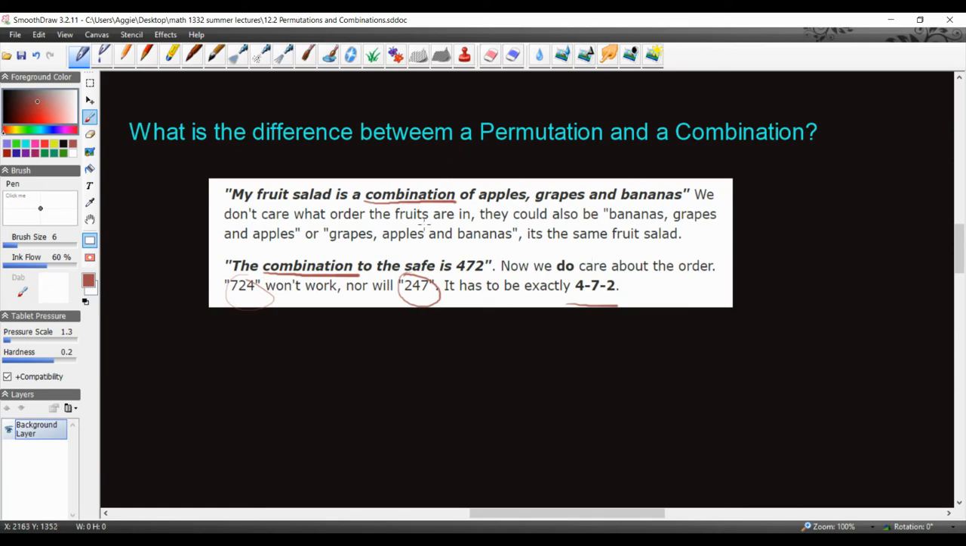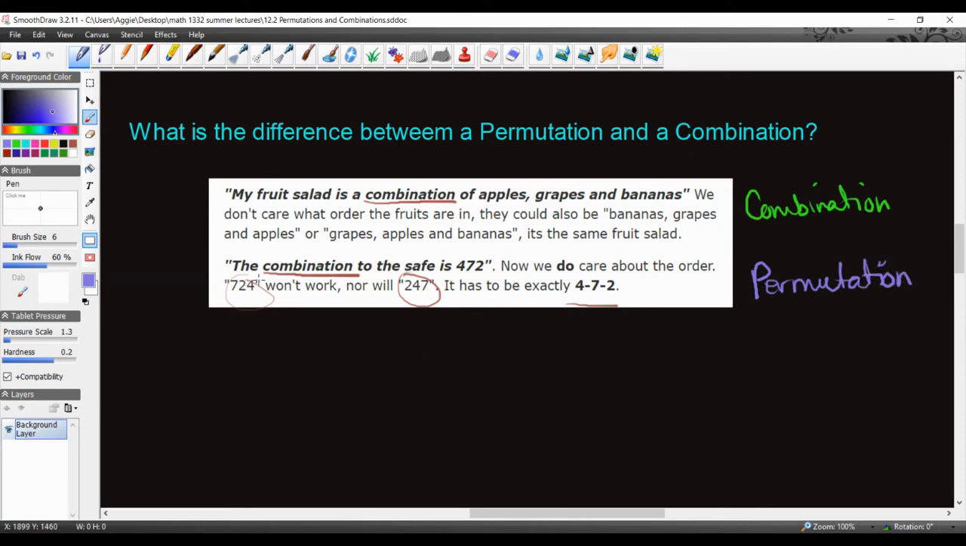Well, yes and no. If you read it, it does say the combination to the safe is this. But in reality, a combination is just a mix of items or elements. So this one up here would be your combination, where order does not matter. Now, in the second one, the order does matter. So this one would be your permutation. And that's the biggest difference between a permutation and a combination.